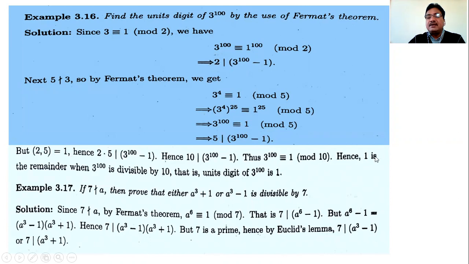Hence 10 divides this number, and thus 3 raised to 100 is congruent to 1 modulo 10, and hence 1 is the remainder when 3 raised to 100 is divided by 10. That is, the unit digit of 3 raised to 100 is 1.